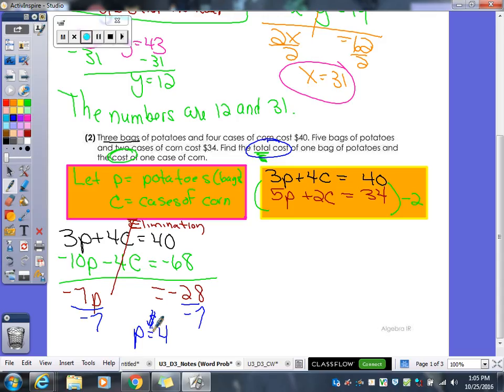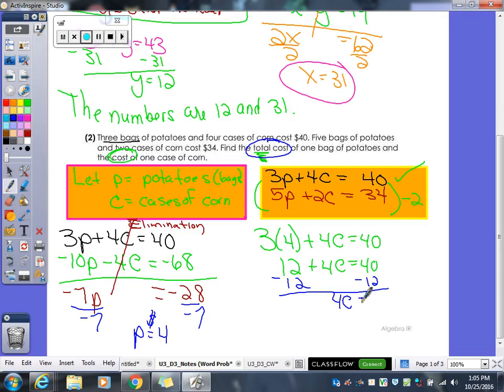So now that I have that my potatoes cost $4, I go back up here. I'm going to pick this top equation. I put a check mark here. And you got to plug that P equals 4 in for the letter P here. So 3 times 4 plus 4C equals 40. 12 plus 4C equals 40. Minus 12 from both sides. I get 4C equals 28. Divide by 4. And the case of corn costs $7.